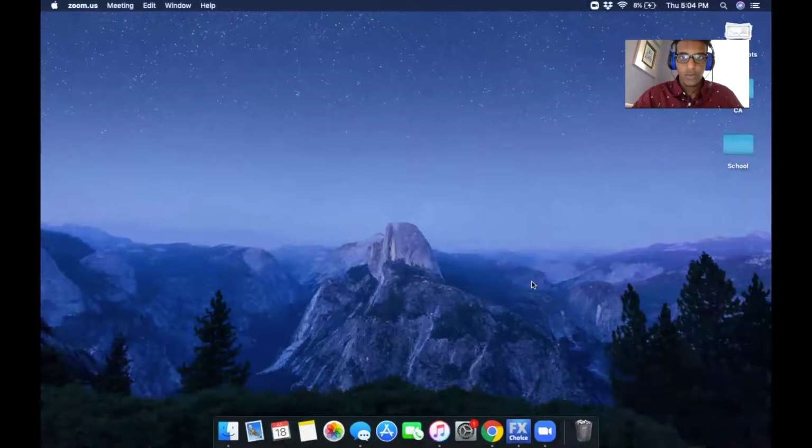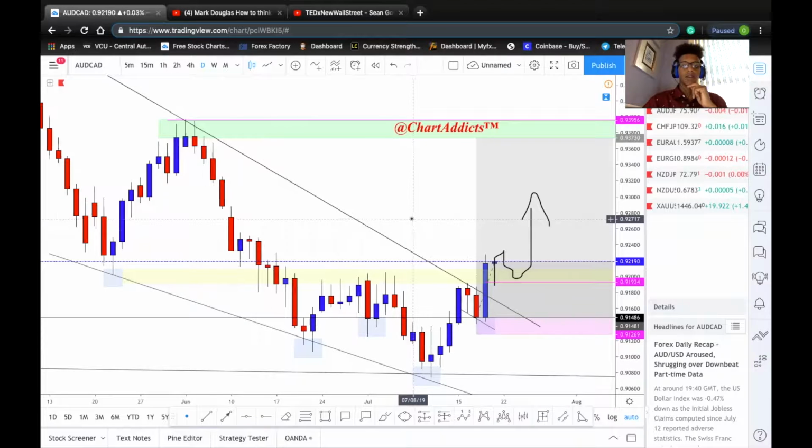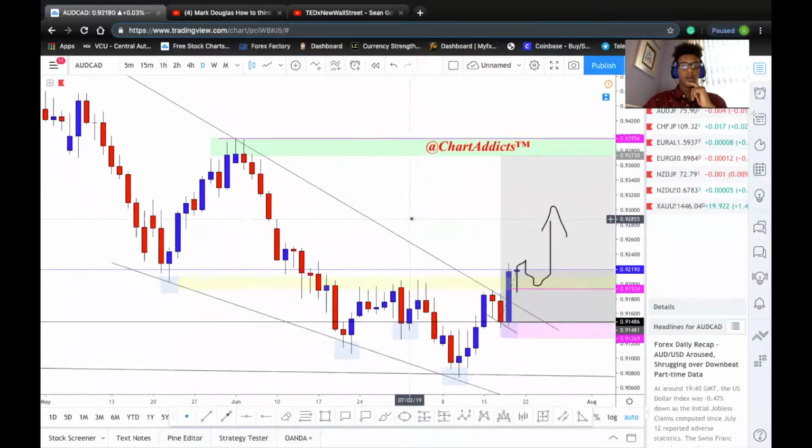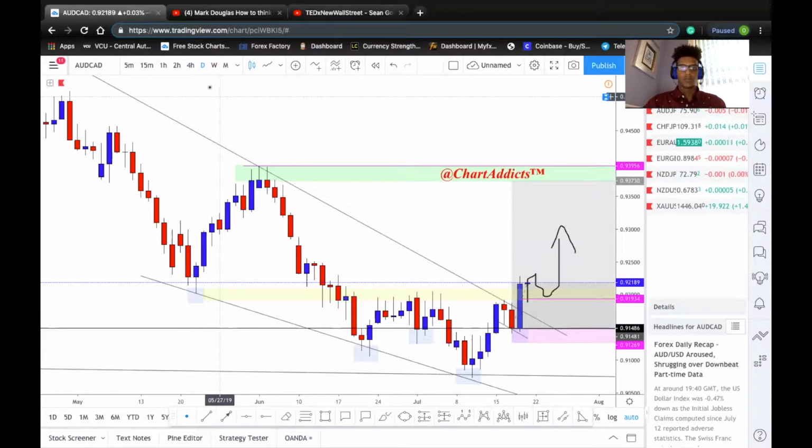So let's just go ahead and get straight to it. Let's start off with AUD CAD. This is a pair that we sent out, and it is in profits. Going off a higher time frame, let's start off on the weekly.